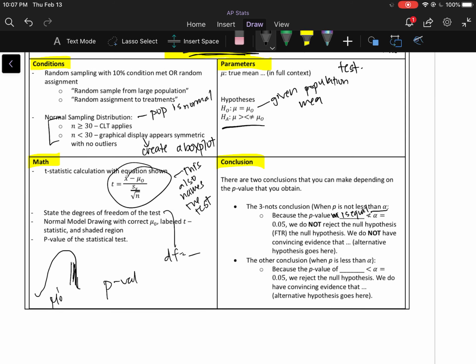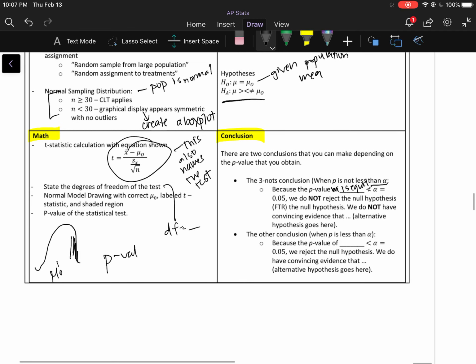The other conclusion is when p is less than alpha. So because the p-value of blank is less than alpha equals 0.05, we reject the null hypothesis. We do have convincing or significant evidence (you can choose either way to write this) that the alternative hypothesis is true. Okay, so let's go ahead and do some examples to help you understand what's going on here.